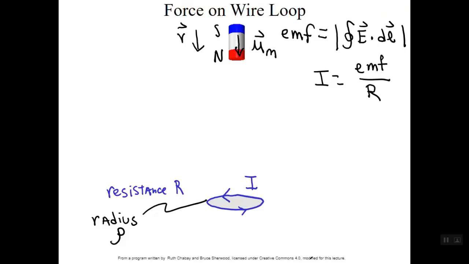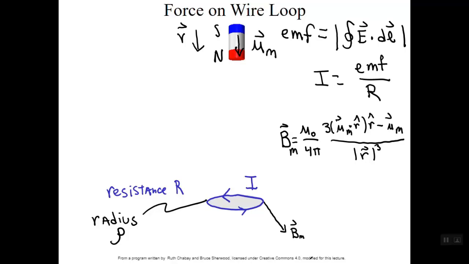Now at the location of the current loop, we know vector B sub m, the magnetic field of the falling magnet, is acting. And we can use our expression for vector B sub m to find the magnetic field for all observation locations on the current loop. We also know that both I and vector B sub m will produce a magnetic force, F, on a short piece of the wire loop described by vector delta L at a given location on the wire loop.